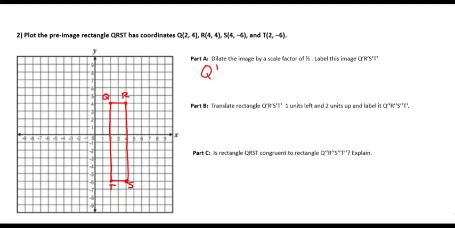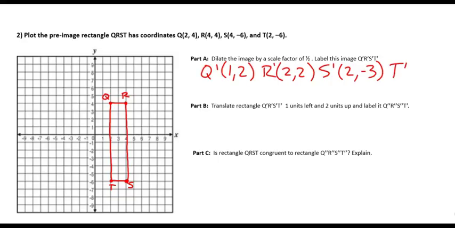So my Q prime would be 2 times 1/2 is 1, 4 times 1/2 is 2. My R prime would be 4 times 1/2 is 2 and 2. And then S prime would be 4 times 1/2 is 2, and -6 times 1/2 is -3. And then T prime would be 2 times 1/2 is 1, and -6 times 1/2 is -3. I'm going to go ahead and plot this next.